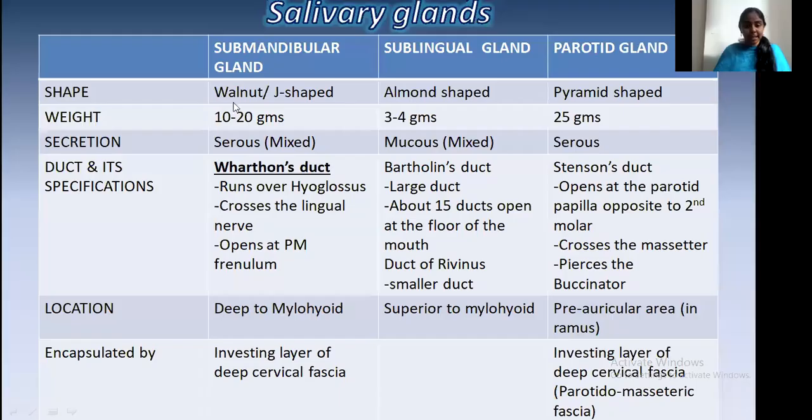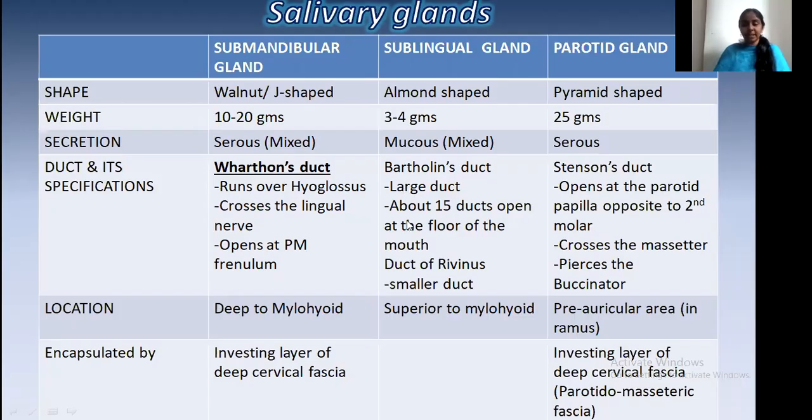Now, the submandibular gland, the Wharton's duct, runs over the hyoglossus muscle. It crosses the lingual nerve and opens opposite to the premolar frenulum. It runs over hyoglossus, it crosses the lingual nerve, and it opens at the premolar frenulum. And the sublingual gland, the Bartholin's duct is the predominant duct.